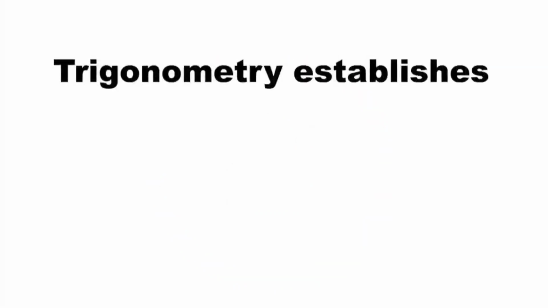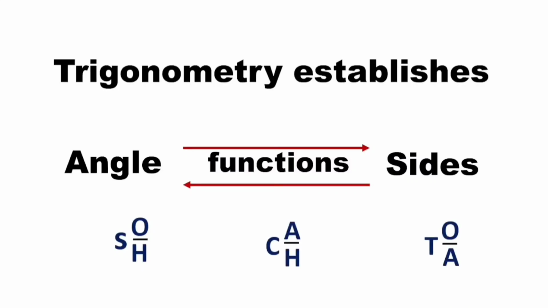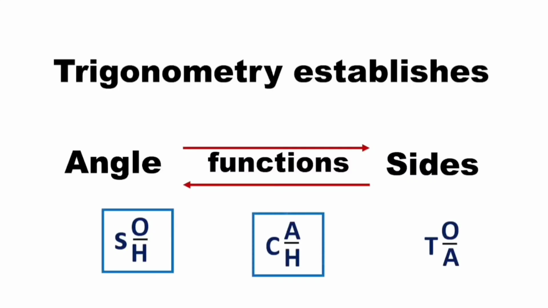Trigonometry establishes a relation between an angle and its sides, and sides and their angle, using some basic functions. So, ka, toa. SOH, CAH, TOA are the three basic functions of trigonometry by which it establishes angle-side relations, and we also use these functions to measure either the magnitude of any angle or the length of any side of a triangle. Let me explain in detail.